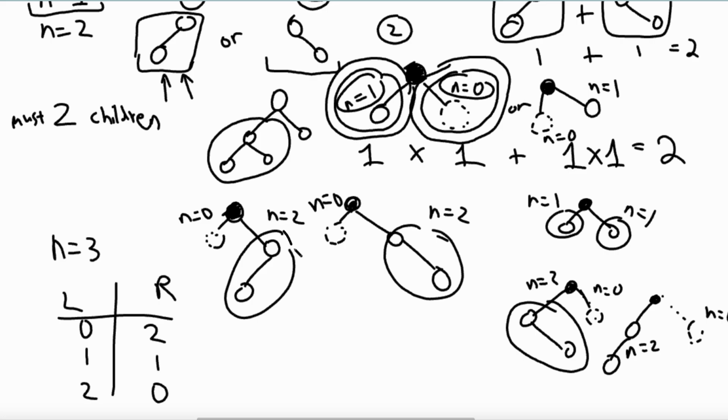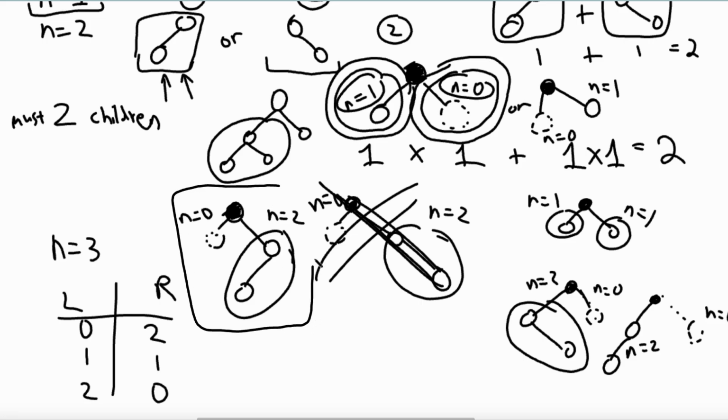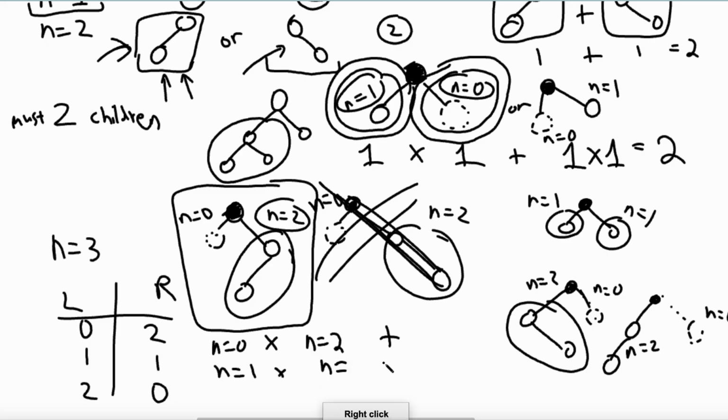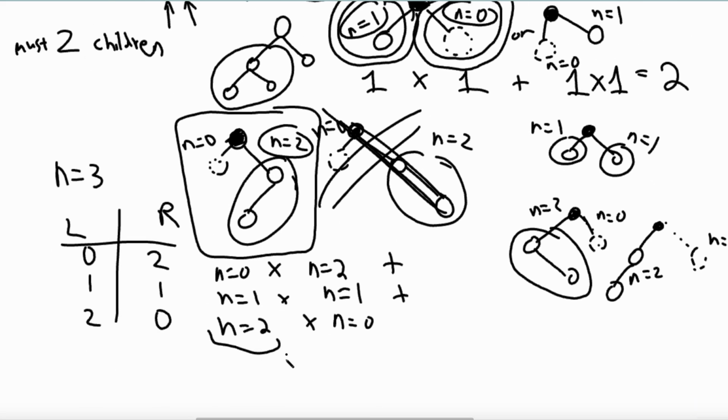We know that for n is equal to 2, there's 2 total possibilities. So forget this case. This case is included within this case, because when n is equal to 2, it accounts for both of the possibilities. It accounts for all possibilities where there's only 2 nodes. Hence, it's just going to be n is equal to 0 multiplied by n is equal to 2, plus n is equal to 1 times n is equal to 1, plus n is equal to 2 times n is equal to 0, where this right here is all the possible configurations for the left subtree, and this is the right subtree.